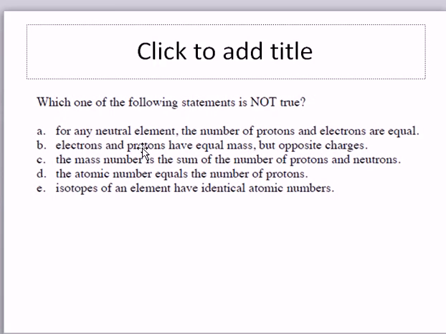In fact, electrons are not even counted in the mass number. If we look at C, the mass number is the sum of protons and neutrons. There are no electrons added in the mass number because electrons basically have no mass. They have a little mass, but relative to the protons and neutrons, they don't. So in this case, electrons and protons have equal mass. That is wrong. So B is your wrong answer.